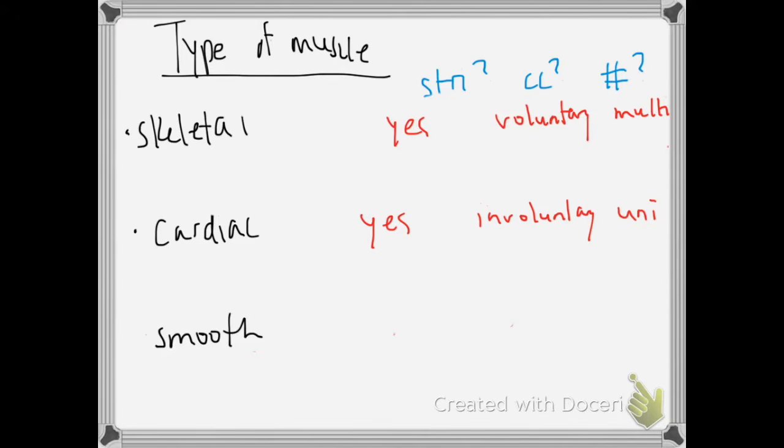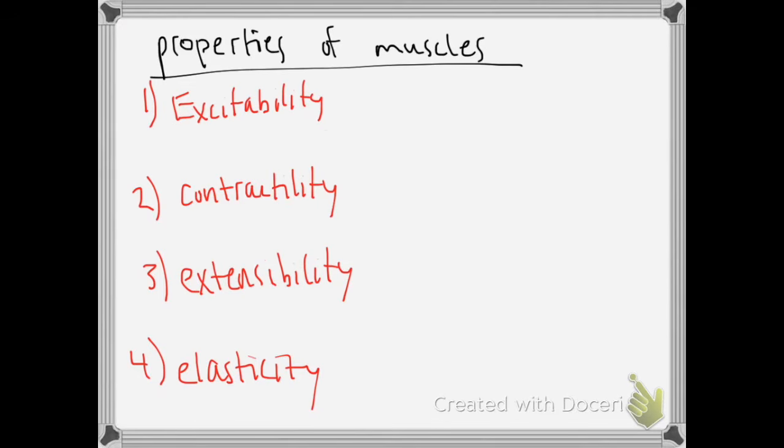So smooth, striations, no, that's a big indicator. Smooth doesn't have striations, that's why it's classified as this. Do you have to think about moving food from your stomach to small intestine? No, so this is involuntary muscle contractions. And remember, only skeletal has the multinucleate. Okay. This next one is properties of muscles.